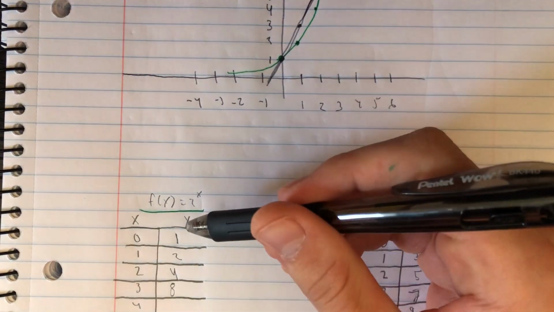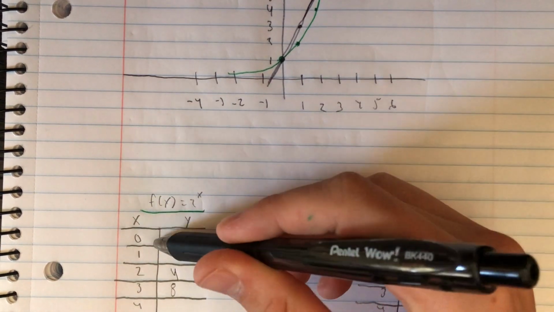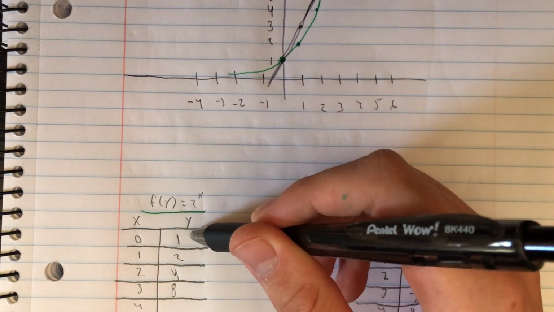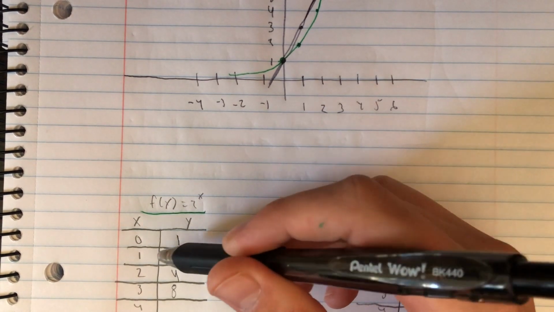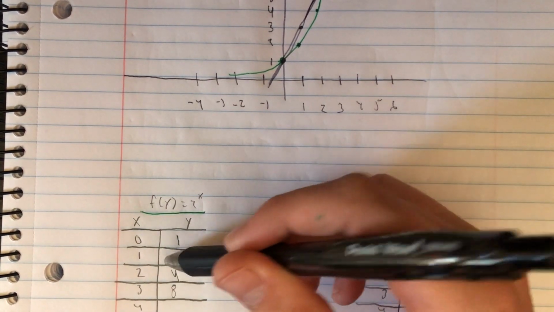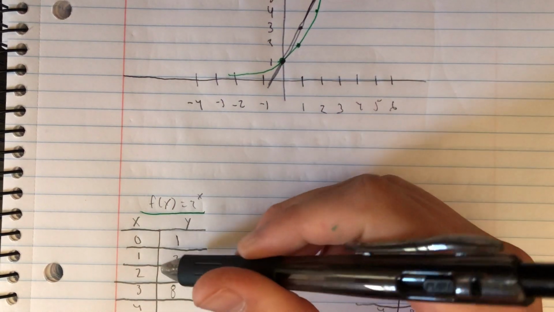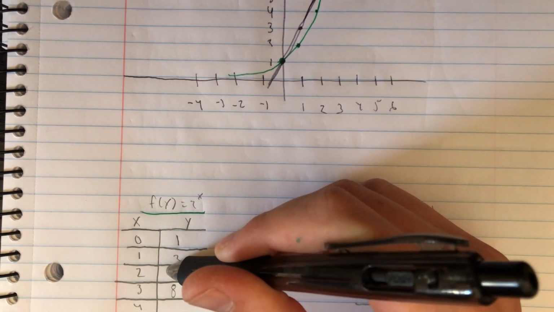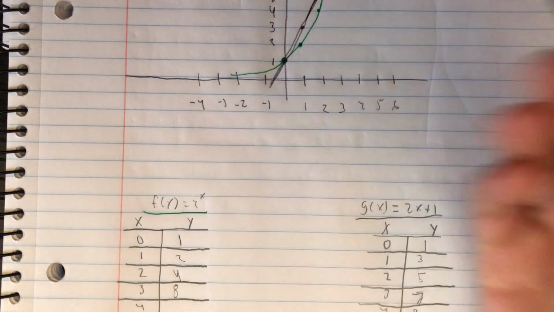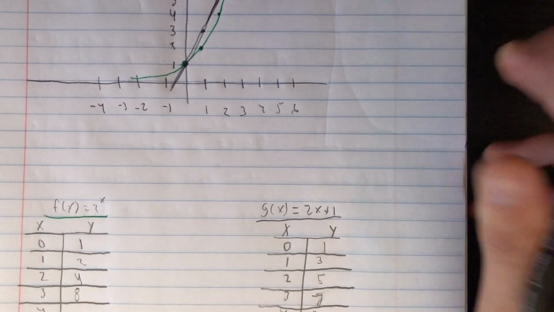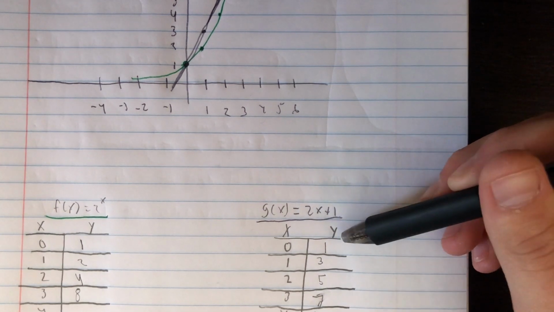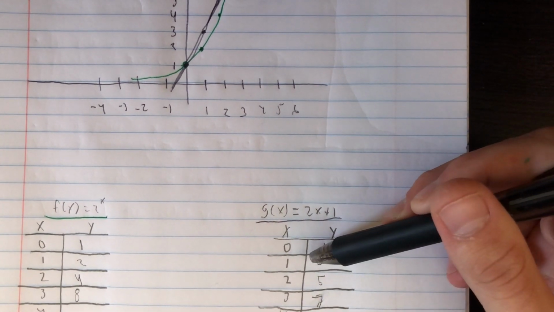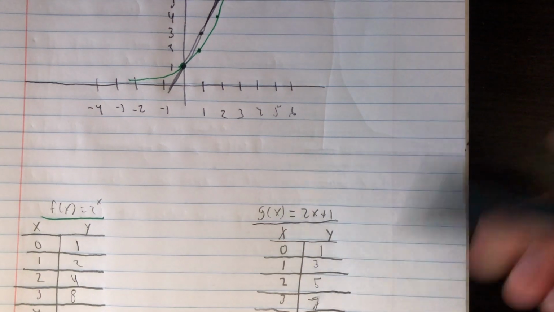So for example, for 2 raised to the x, if we plug in x value 0, we get 1. If we plug in x value 1, we get 2. If we plug in x value 2, we get 4 because 2 to the power of 2 is 4. If we plug in x value 3, we get 2 to the power of 3, which is 8. And then if we were to do the same exact thing for 2x plus 1, we can plug in x value 0, that gives you 1. Plug in x value 1, that gives you 3, and so forth.